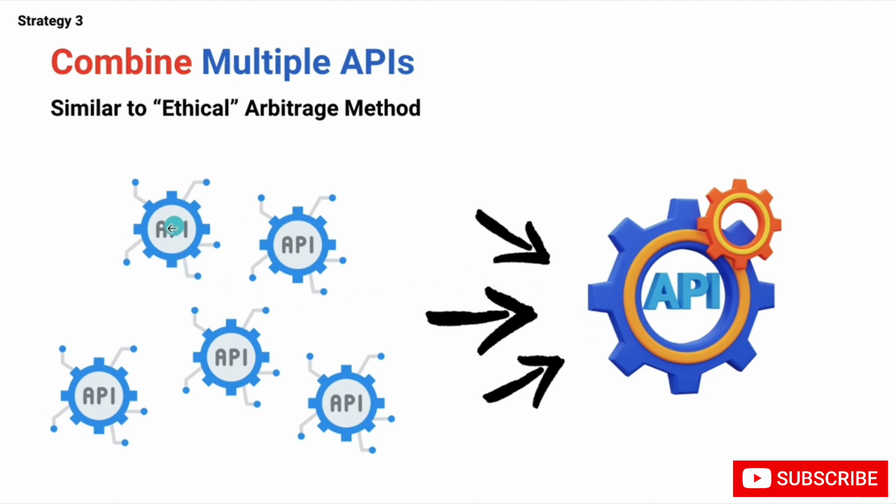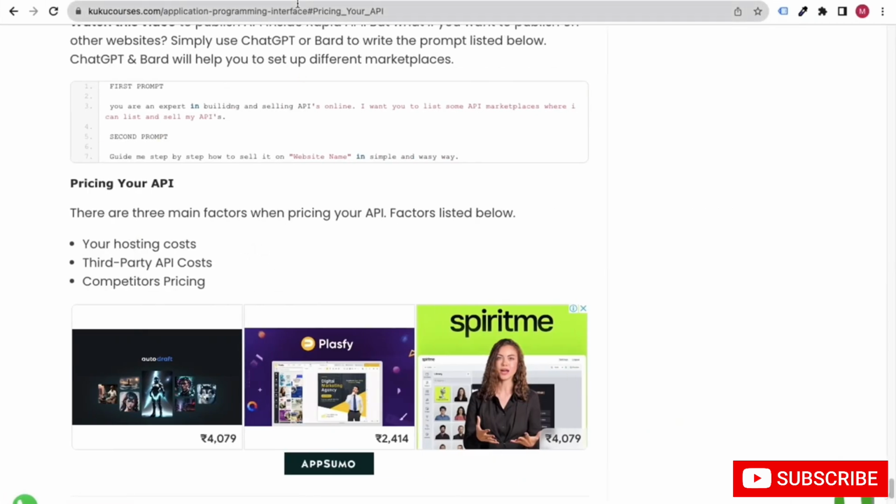So in that case, you are going to use other people's APIs and take some features from this API, some features from that API. So there also you will have to purchase their API, right? So make sure that you also include this cost from the third party before you set the pricing here, okay.